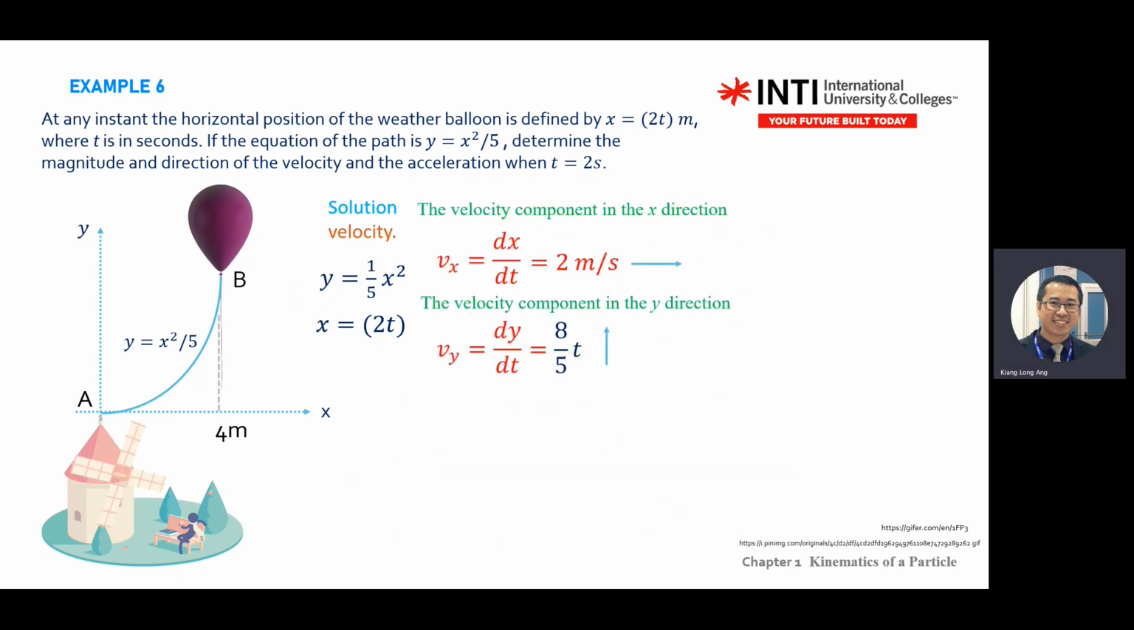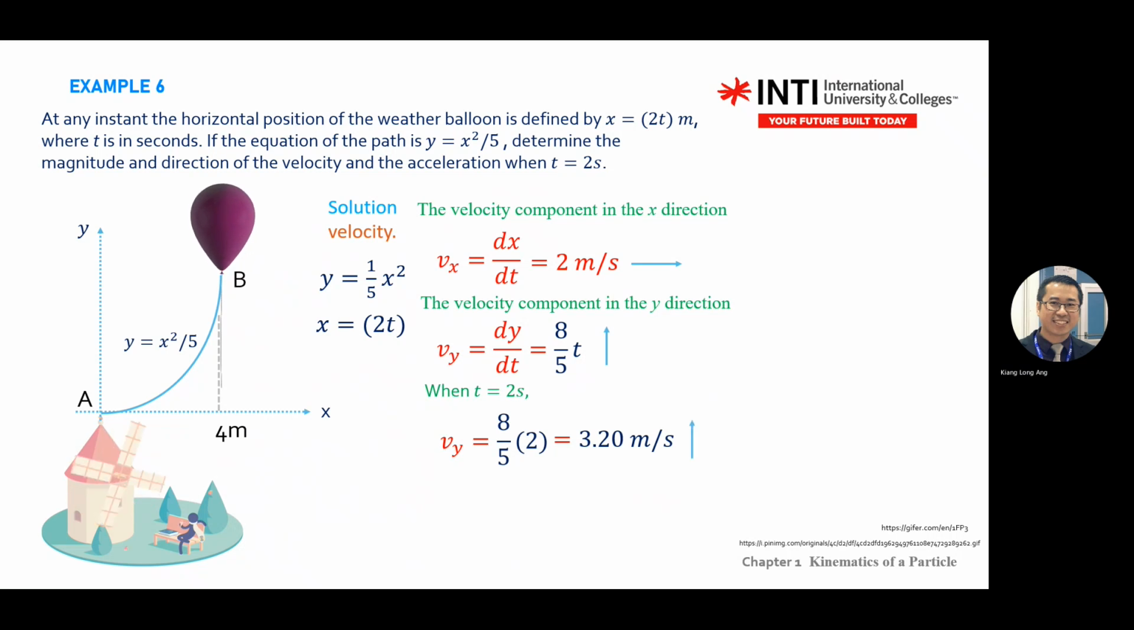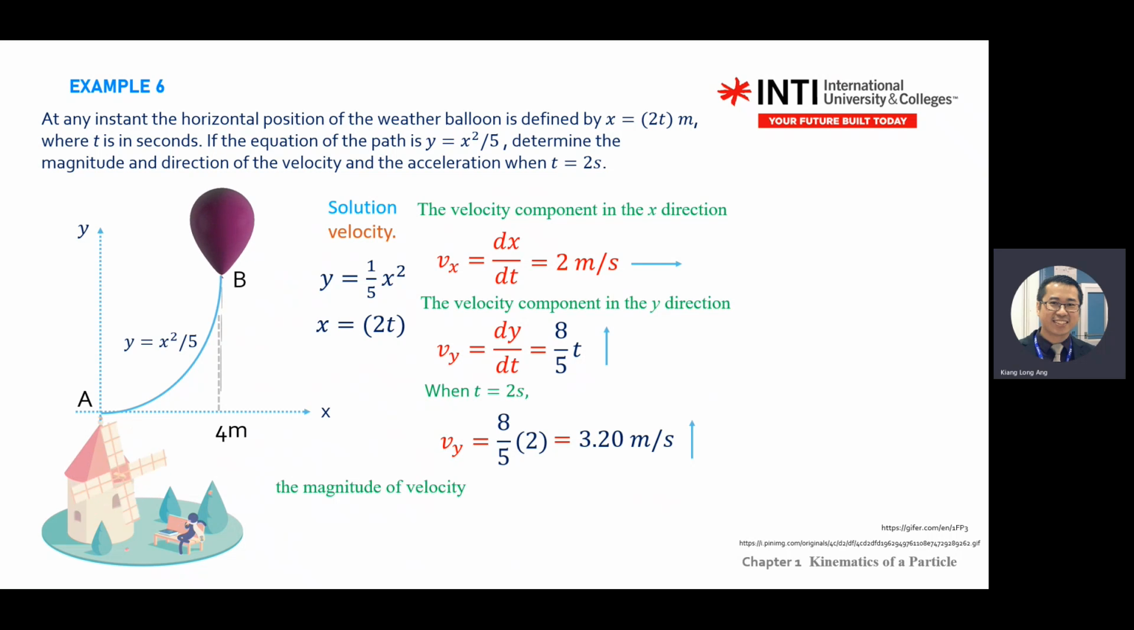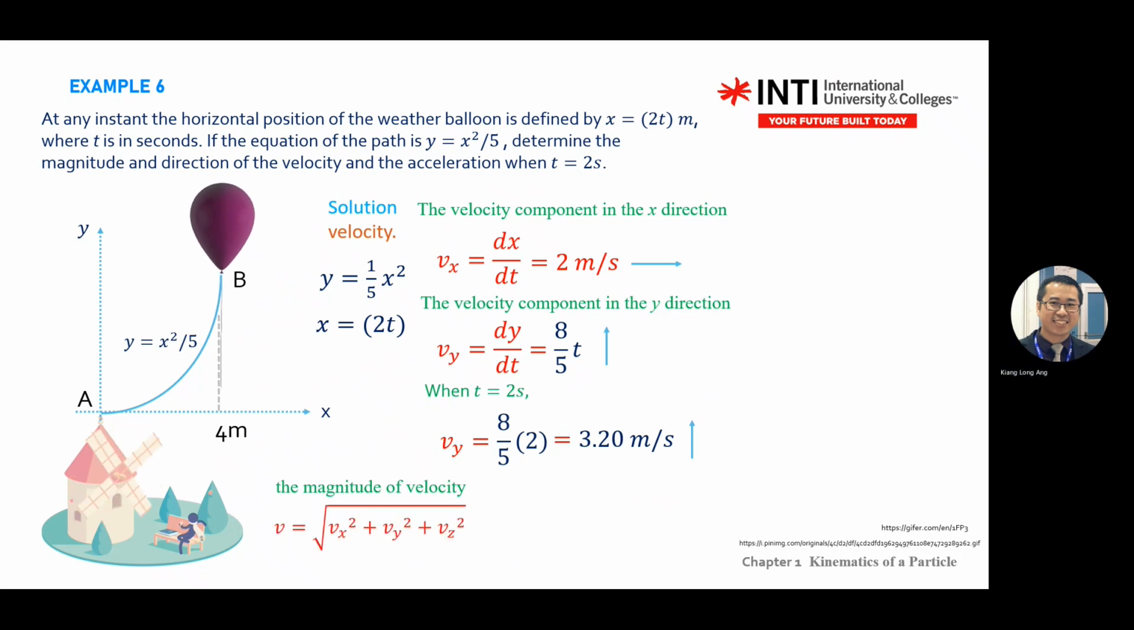Okay, since we have two directions, and these are general equations, at the time of 2 seconds, you just substitute the time. So y is 3 point something meters per second, still going up, right? So for magnitude, you use square plus square, then square root. You find the magnitude. So you need to use this equation, V equals square root of Vx squared plus Vy squared, in your solution.